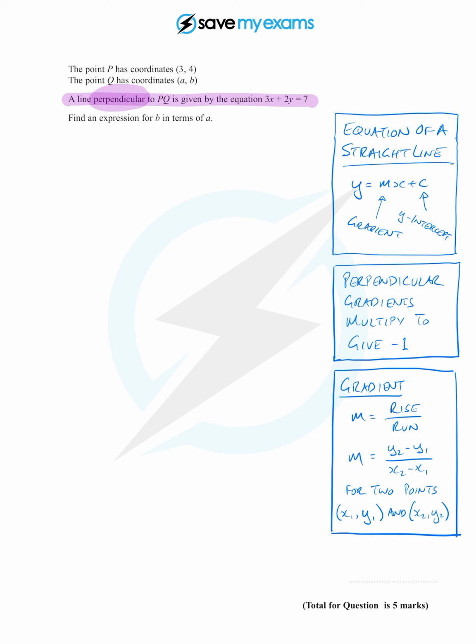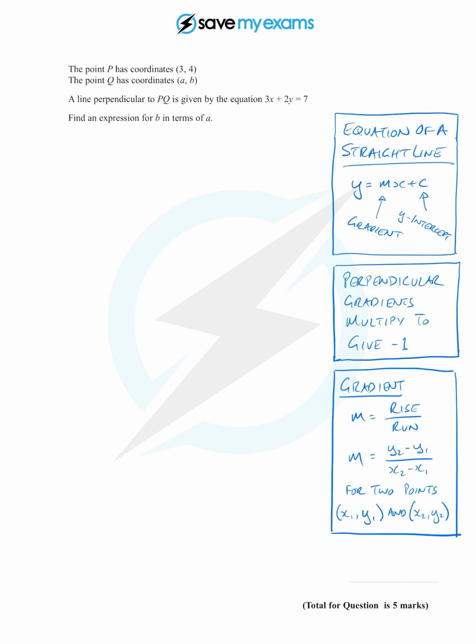Now, what's next? It asks me to find an expression for B in terms of A. Well, as I say, this is a question about gradients. So we're going to need to find the gradient of PQ using those coordinates, and the gradient of this line using perhaps the equation of a straight line, and then multiply them together to get -1. And let's see what happens.